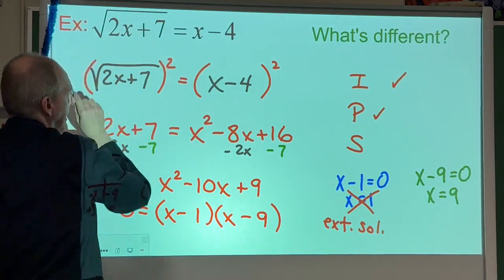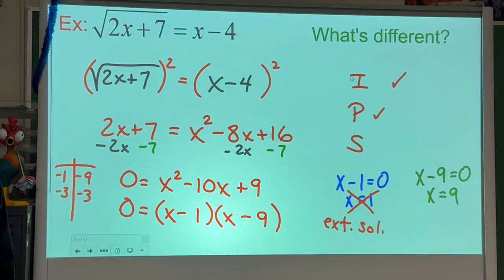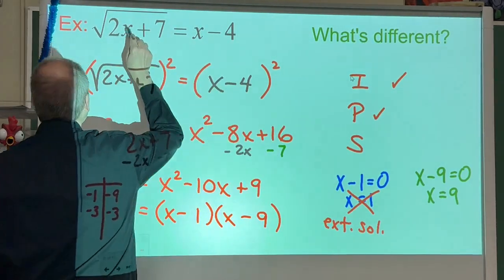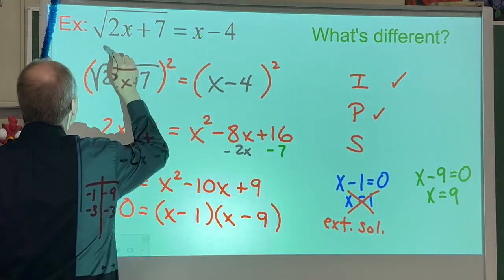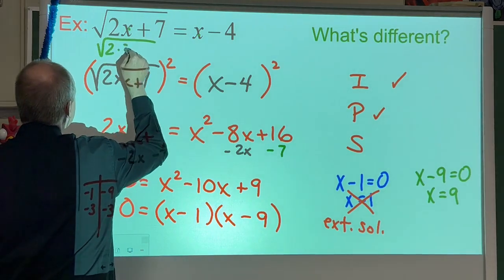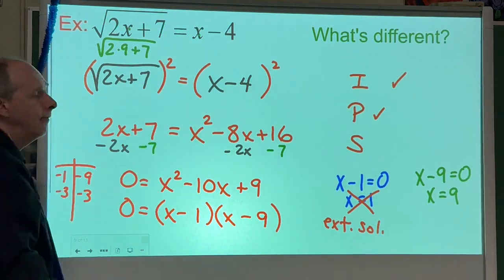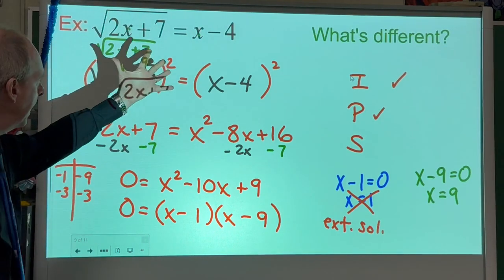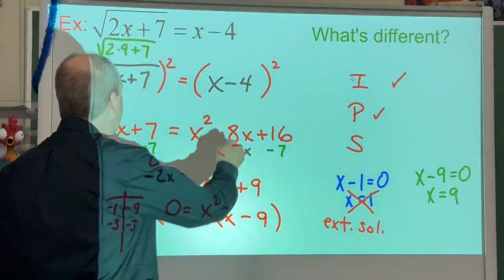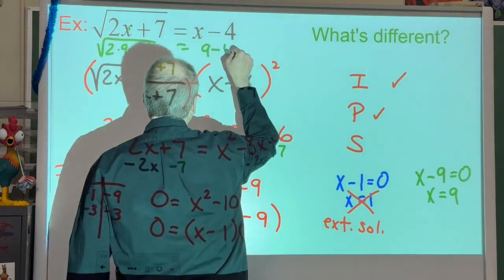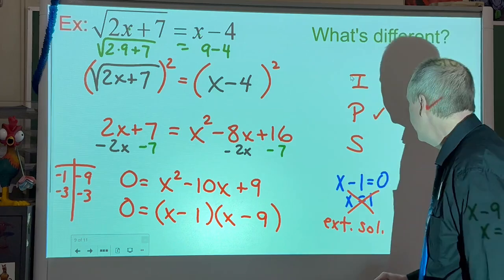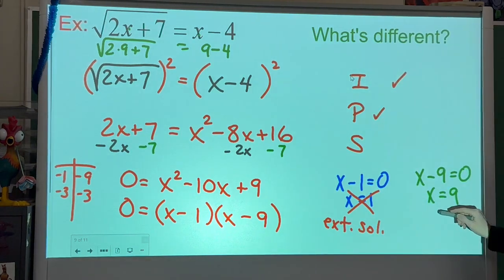Uh-oh. I hope 9 works. If not, then there's no solution to this problem. Let's take our 9, plug it in here, plug it in here. Square root of 2 times 9 plus 7. I'll wait for you. Go ahead, put it in your calculator. I got 5. How about this side? 9 minus 4. I got 5. Does 5 equal 5? Yes. This is my solution.